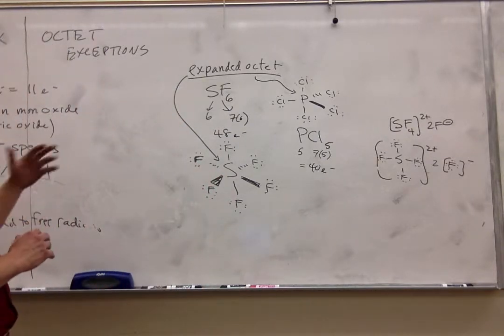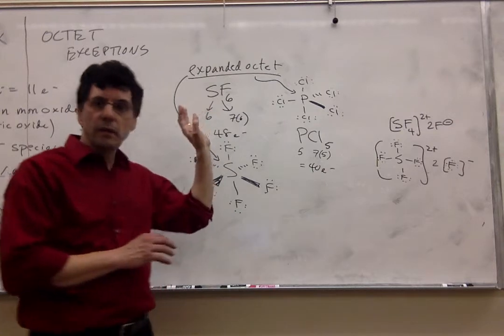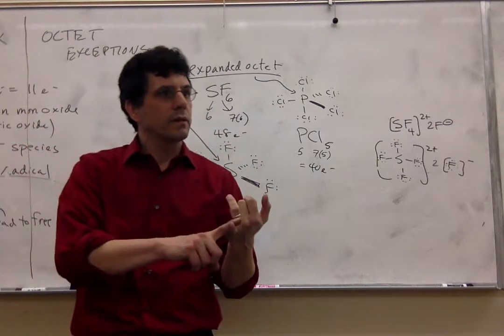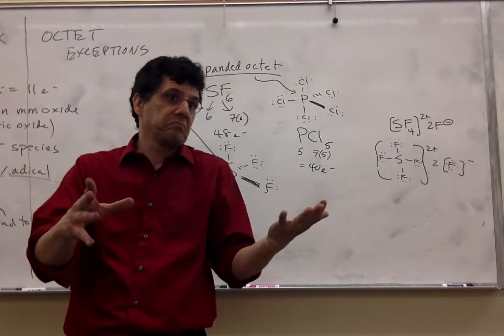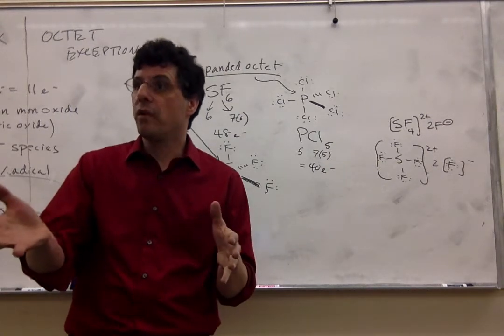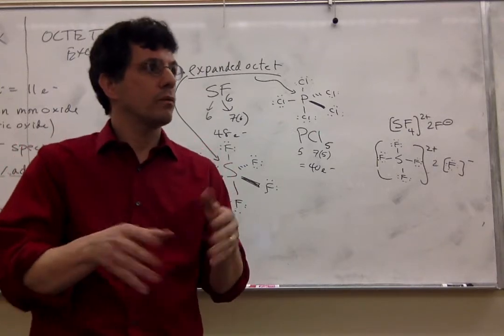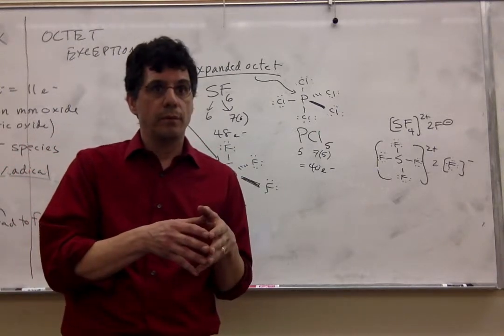So, we've got these octet exceptions: expanded octet, electron deficient with boron, and odd electron species. So they exist. Do I focus on those? No, we're going to focus on the octet rule and the duet rule. That's going to be our goal.